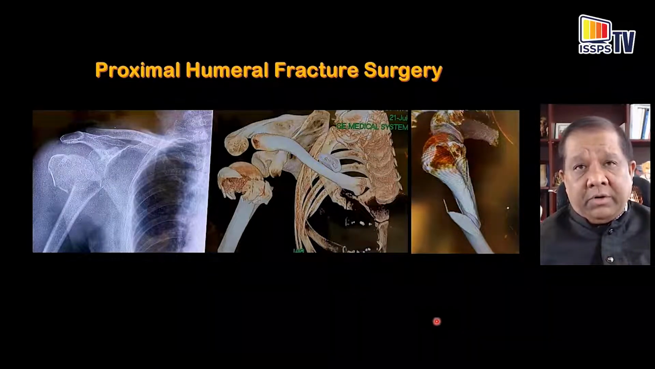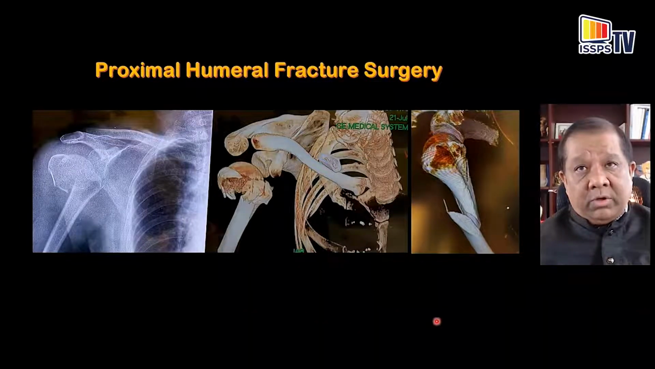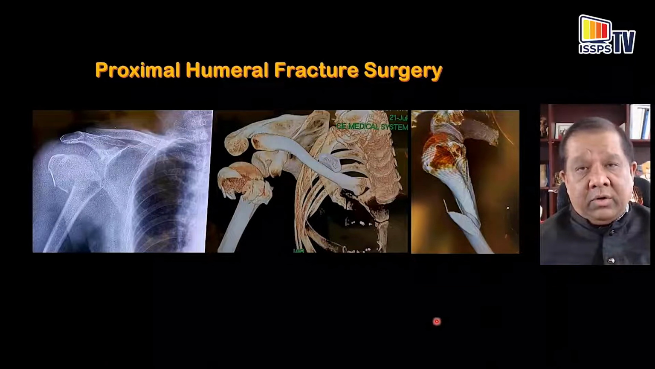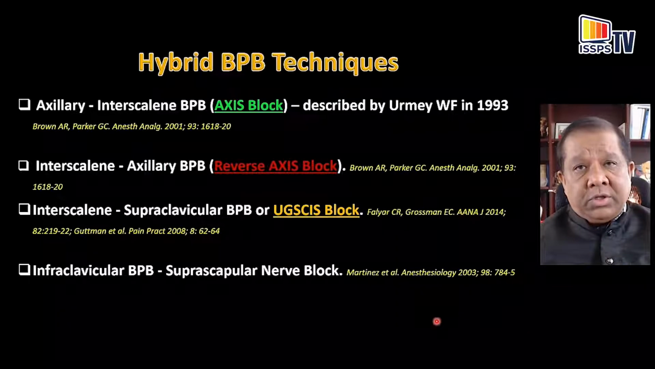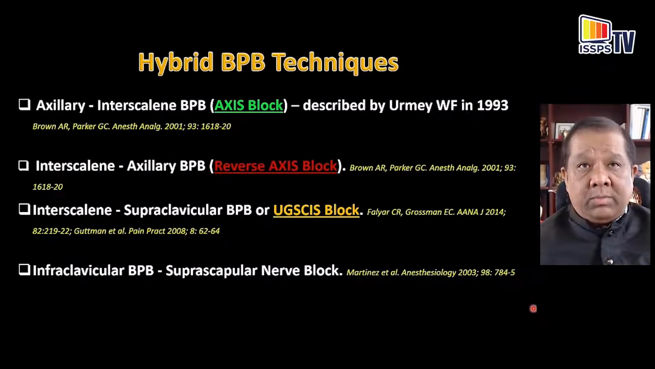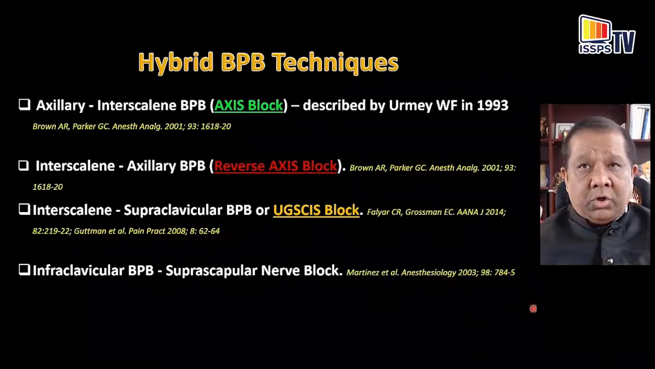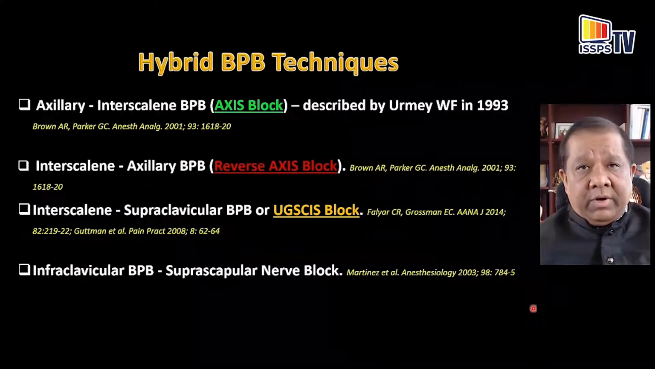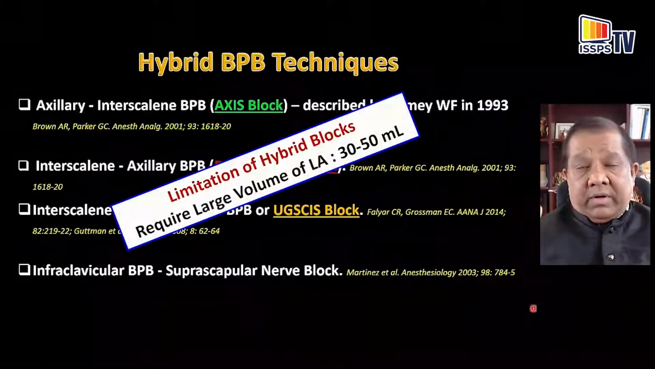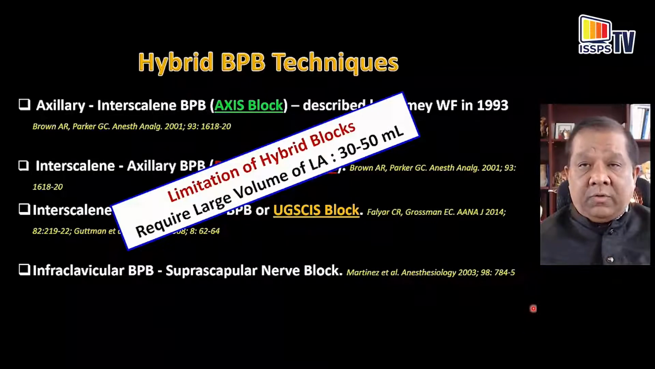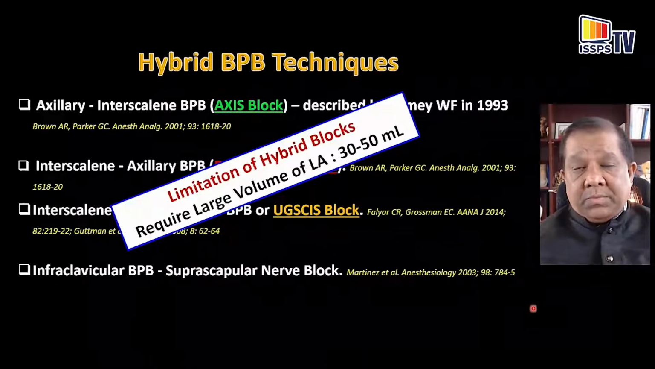But when you try and find a regional anesthetic technique for these humeral fracture surgeries, particularly the upper humerus, then you're left with very little choice. Hybrid techniques have been described, i.e. a combination of axillary and interscalene brachial plexus block, described by Dr. Urmey many years ago, interscalene axillary brachial plexus block, or an interscalene supraclavicular brachial plexus block, or as I alluded to previously, infraclavicular with a suprascapular nerve block. However, a limitation of these hybrid blocks is that they require large volumes of local anesthetic, sometimes up to 50 mils of local anesthetic drugs.